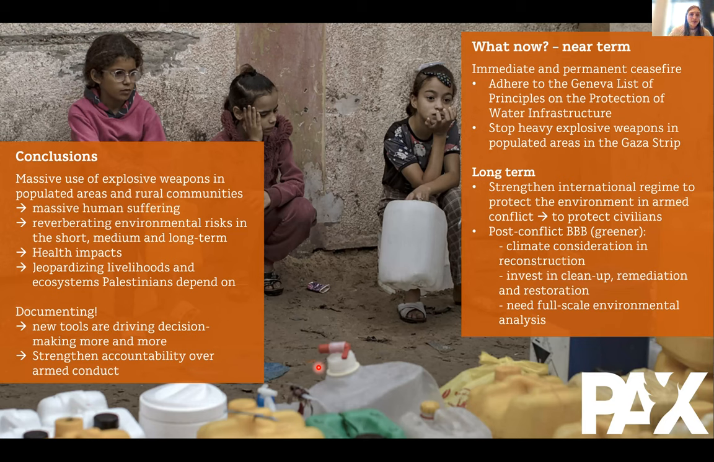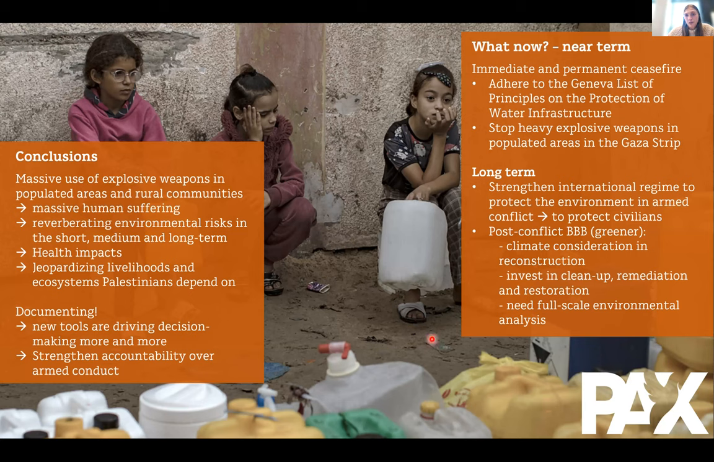We also want to mention that documenting these kinds of issues is extremely important, and there are a lot of new tools available, open source, that can really help with documenting this and are driving decision making more and more. This will also help in strengthening the accountability of various actors within the conflict and within certain events of the armed conflict, to hold people accountable for those actions. But of course, those new tools also come with their limitations, and there hasn't been a lot of thought or guidelines yet on how to use those techniques in an ethical way to make sure they don't harm the victims even more in those areas.